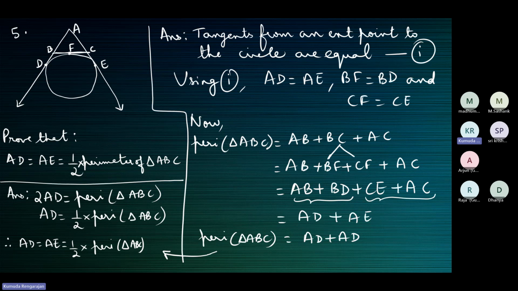Since we have the perimeter of triangle ABC in the result, you start from there. Perimeter of triangle ABC is equal to the sum of the 3 sides, AB plus BC plus AC. Once you start, you will know how to continue. You'll have to split BC, and the rest just follows like that. You just need to make the right start.